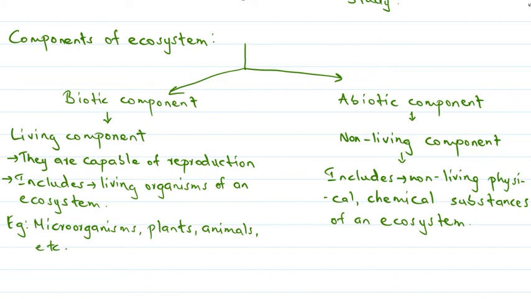So these non-living physical and chemical substances come under the non-living component, that is the abiotic component of an ecosystem. Okay, so they usually include soil, water, minerals, air, etc. Sunlight and gases can also be included. So these are the two different components of ecosystem. One is the living component, that is the biotic component, and the other is the abiotic component or the non-living component.